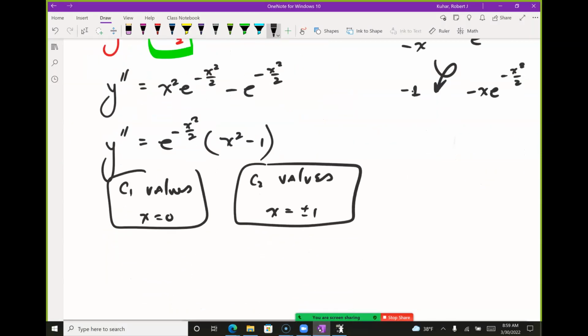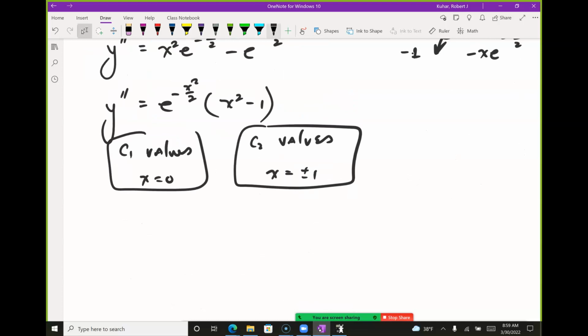Okay, let's finish our second derivative test. What do I need next? I've got my first derivative, got the criticals. Got the second derivative, got the criticals. I need to create my sign table number line, right? For my second derivative test, the only thing I'm testing is in between minus 1 and plus 1. So those are my C2 values, those are my criticals of the second derivative.